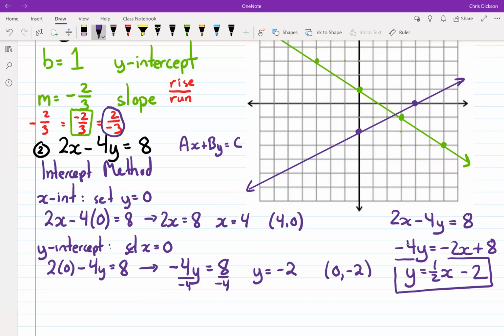Is our y-intercept at -2? And it looks like it is, -2. And is the slope 1/2? So you go up 1/2, up 1/2. So it seems to fit what we're looking at here.